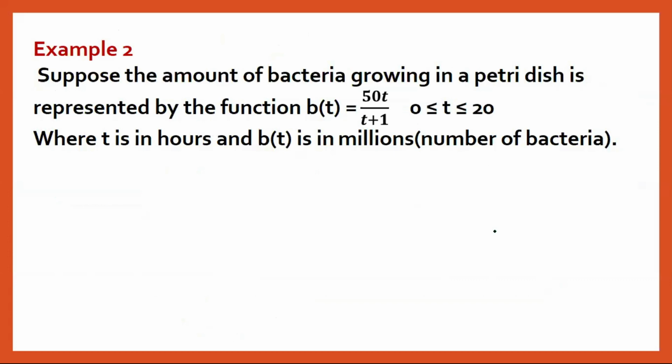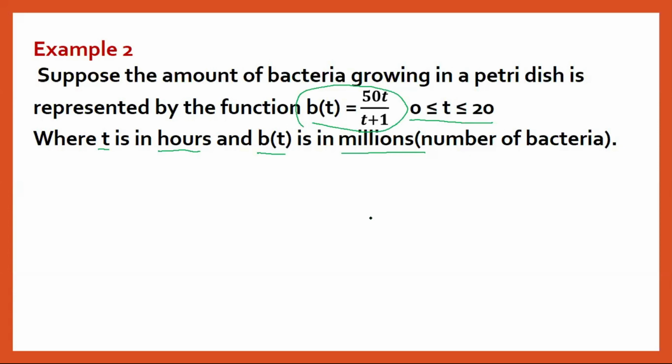Okay, example number 2. Suppose the amount of bacteria growing in a petri dish is represented by the function b of t is equal to 50t over t plus 1, given this interval, where t is in hours and b of t is in millions, or the number of bacteria. As you can see here, the function is already given. Sometimes the function is already given in the problem, but sometimes you will be the one to create.